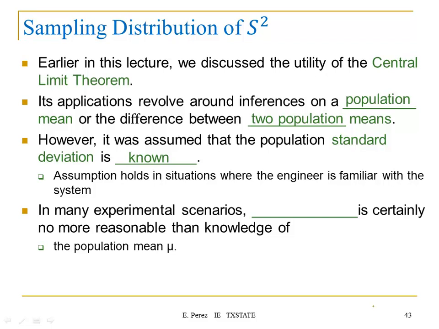So the assumption holds in situations when the engineer is familiar with the system. In many experimental scenarios, the knowledge of the standard deviation is certainly no more reasonable than the knowledge of the population mean. Okay, so we're also going to extend our analysis to the case in which you don't know the population mean. But for now, let's focus on not knowing the standard deviation of the population.